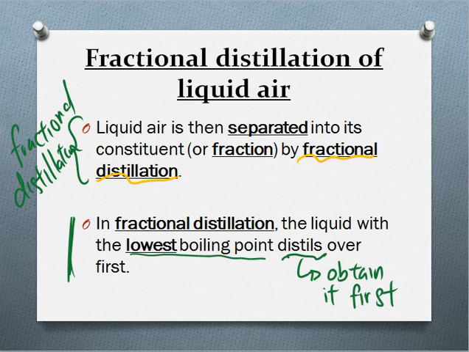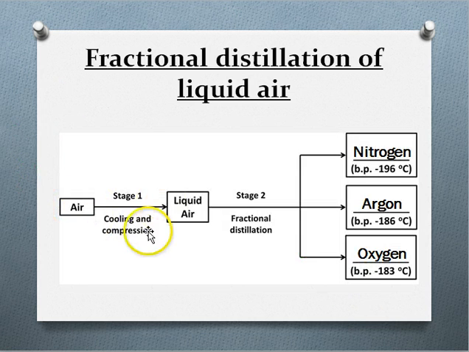So, example in our next diagram. You can see here, stage 1, we cool and compress it, we get liquid air. Next, we do fractional distillation. You can see that there are these 3 boiling points over here. So what we're going to get is, the first thing that comes out is liquid nitrogen. So when we let the air boil, fractional distillation is actually allowing the air to boil.